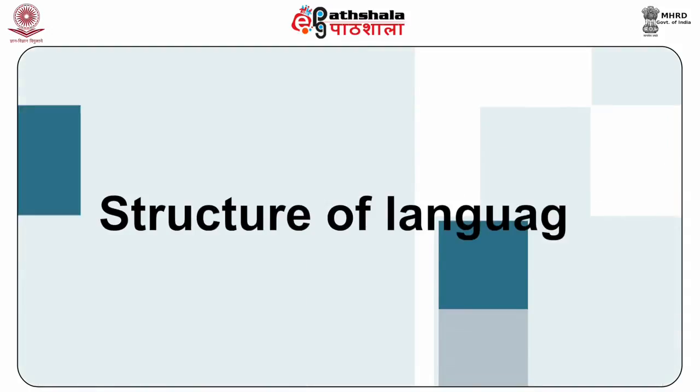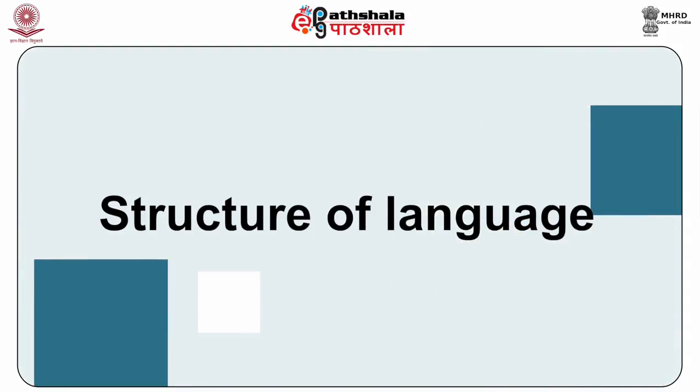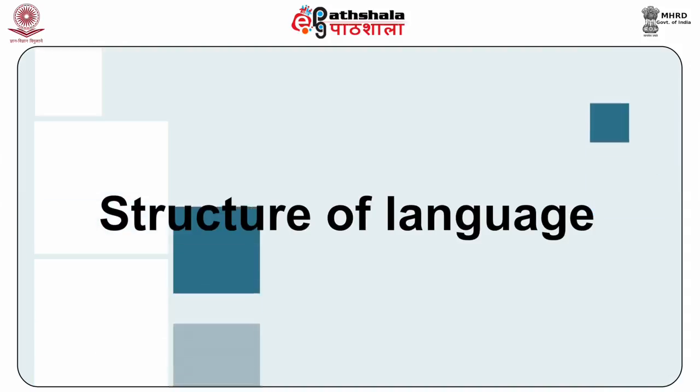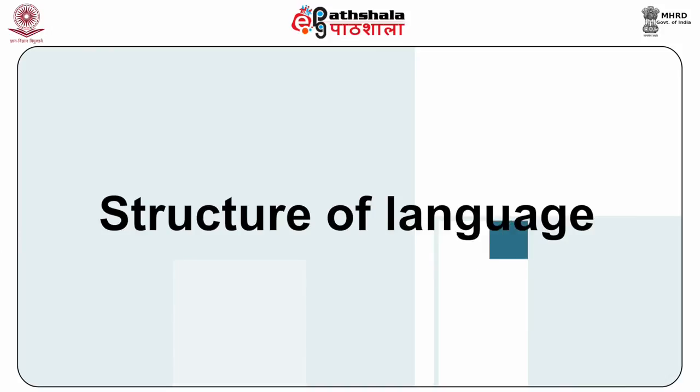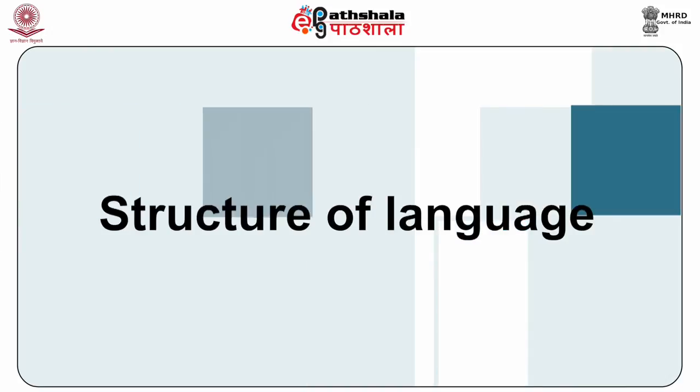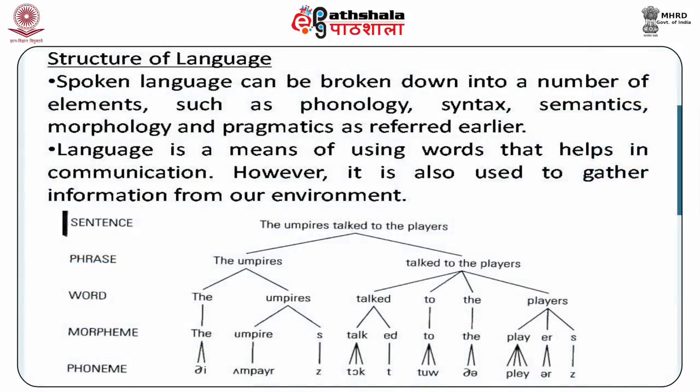Now, let us look at the structure of language. What are the different components of language? What is it that constitutes what we call together as language? Spoken language can be broken down into a number of elements, such as phonology, syntax, semantics, morphology, and pragmatics. These have also been referred to earlier.